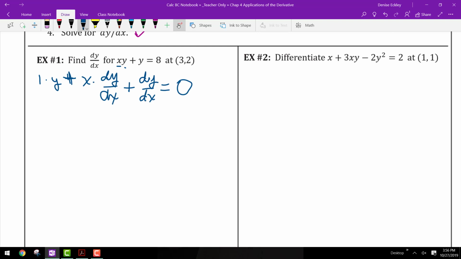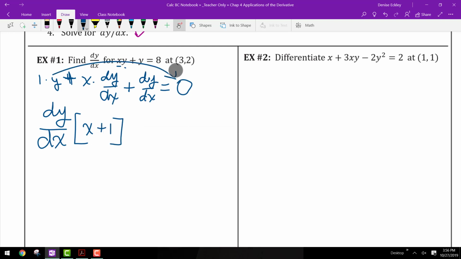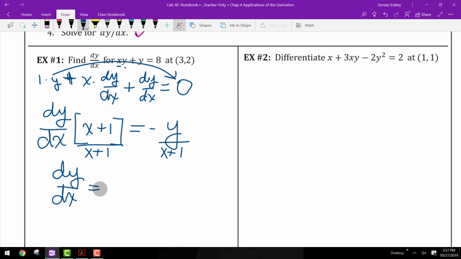And then I have to take the derivative of the other side, which is a constant, so that's going to be 0. So then what I'm going to do is, in 2 steps, first factor out my dy dx, and I'm going to be left with an x plus 1. And I'm going to move the y to the other side of the equation, so I have a negative y there. So now I'm going to solve for dy dx. That means I'm going to divide both sides by x plus 1. So my derivative, dy dx, is going to equal negative y over x plus 1.